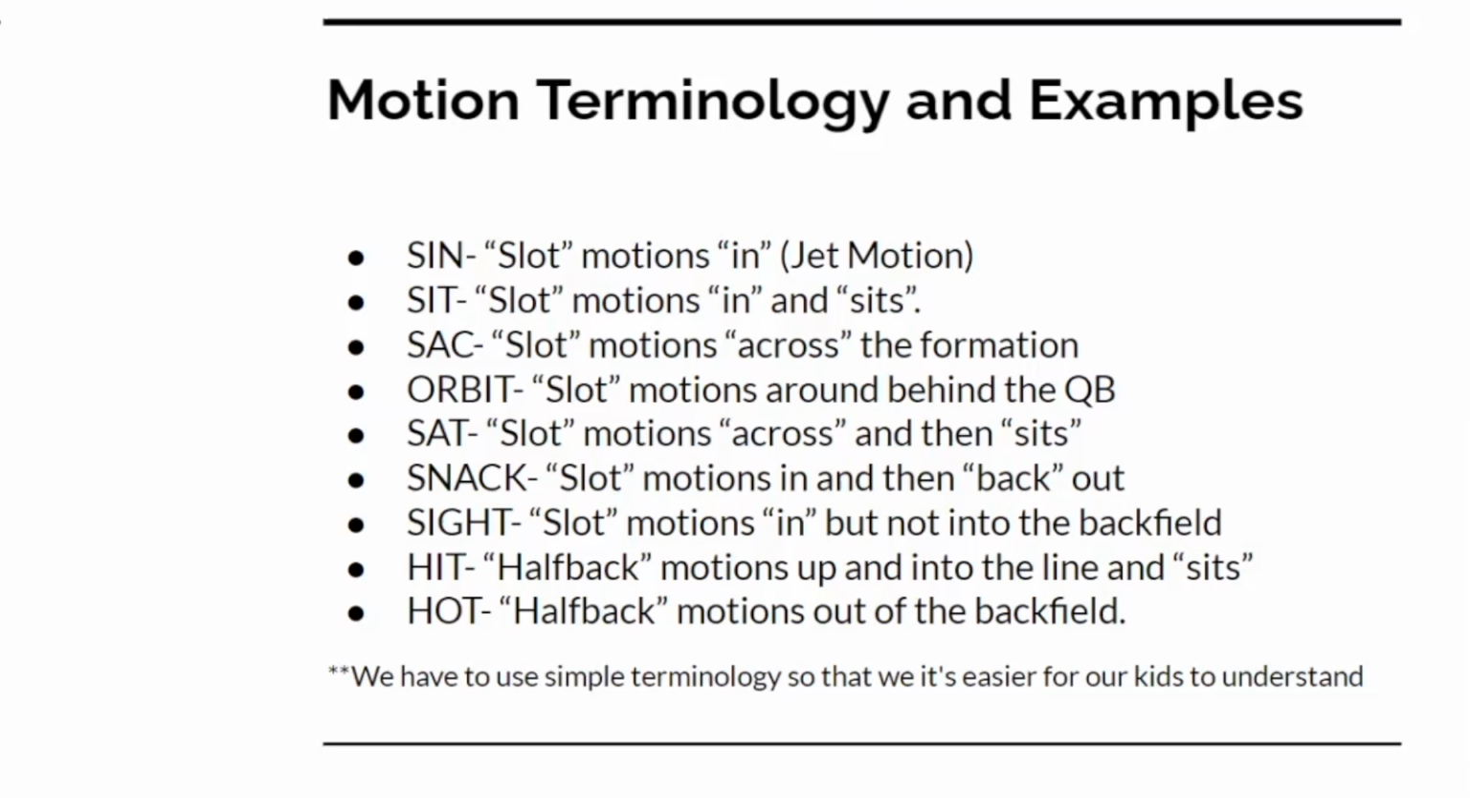Then sack, slot motions across, an orbit around behind the quarterback. He motions across the formation, and then he sits. Snack, which we didn't use much, is more like what they use in the flexbone, like at Air Force, where that guy comes in on orbit motion, and then he stops, and they run the triple option back the way that he came from. But then so on that one, the slot motions in and then back out.